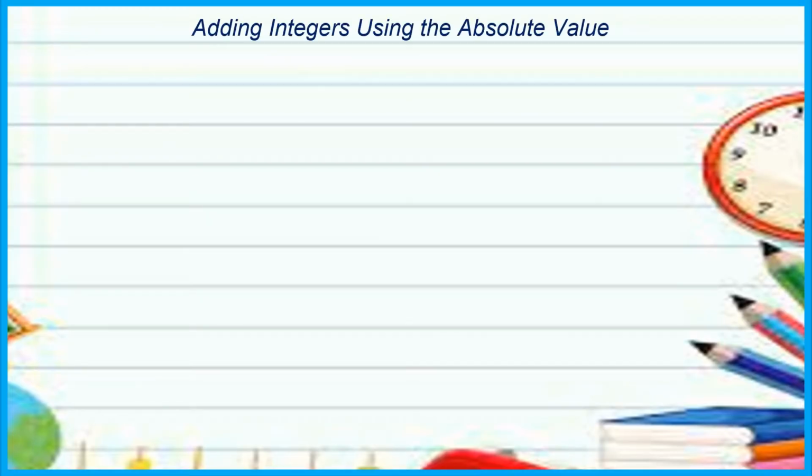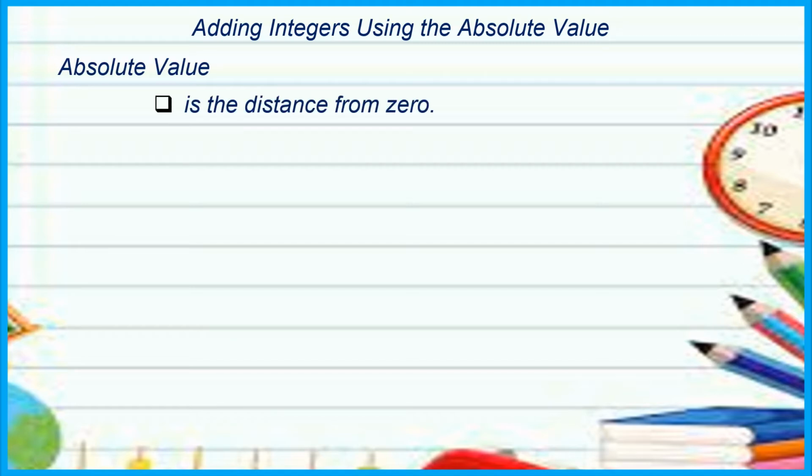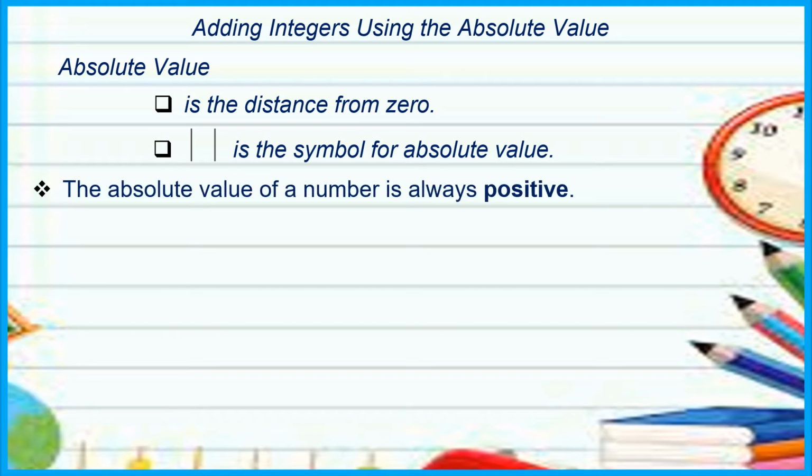Now let us have adding integers using the absolute value. To understand what is absolute value, let us define it. Absolute value is the distance from 0. This is the symbol for absolute value. And take note that the absolute value of a number is always positive. So if we have the absolute value of 5, it is equal to positive 5. And if we have the absolute value of negative 6, it is equal to positive 6.